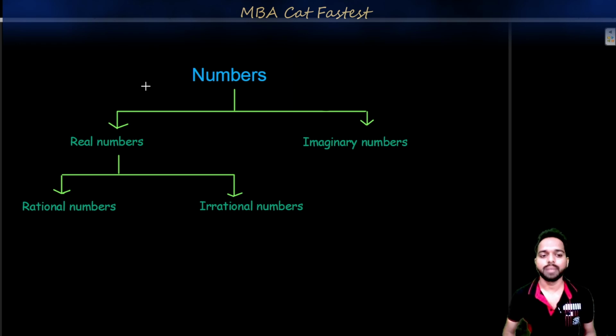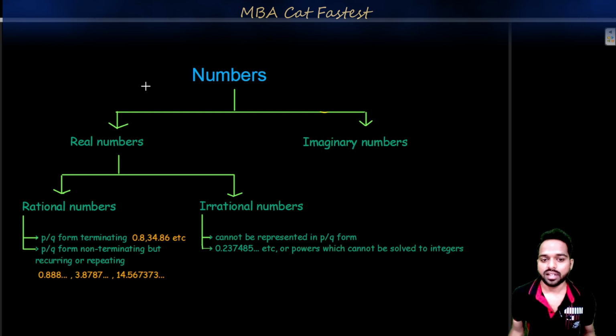By definition, we might already know rational numbers are the ones which can be represented in the form of p by q, and irrational numbers are the ones which cannot be represented in the form of p by q. This is one part of the definitions. I will elaborate it further.